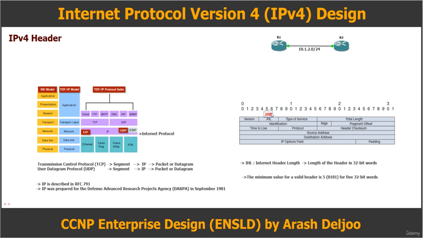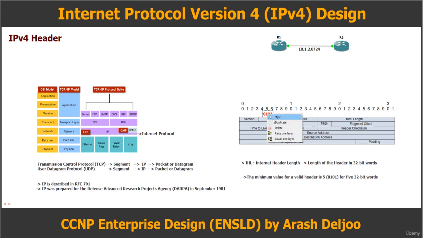Because of that, maybe you expect to see the value 20 here, but actually we see the length of the header in 32-bit words. 32 bits means 4 bytes. Because the length of this header is 20 bytes, we expect to see the value 5. 5 means 0101, and 5 means 20 bytes. Because we expect to see at least 20 bytes, the minimum value in the IHL is 5. If we have option fields and also padding, we will see values greater than 5.